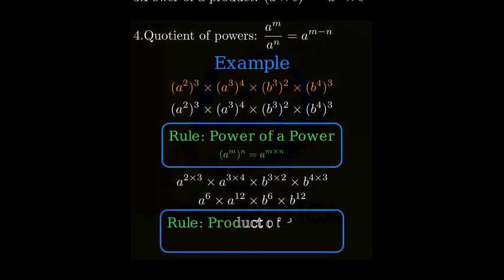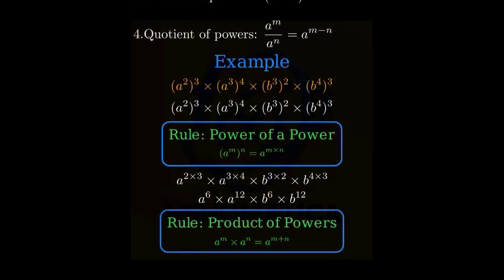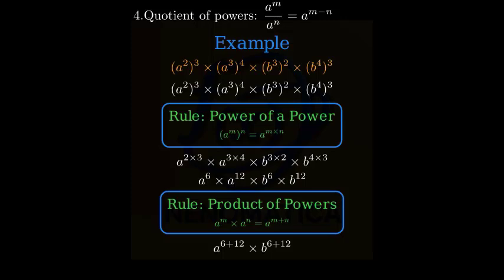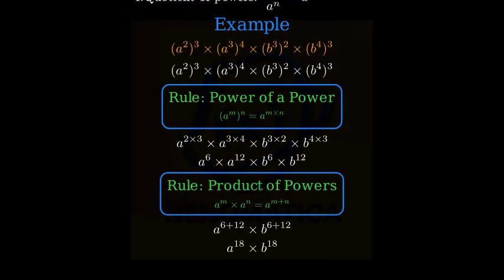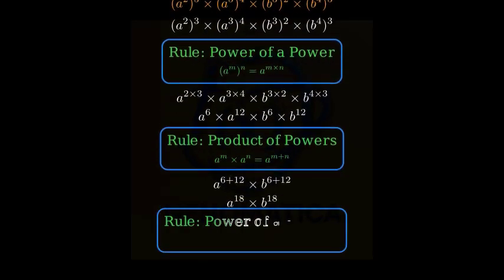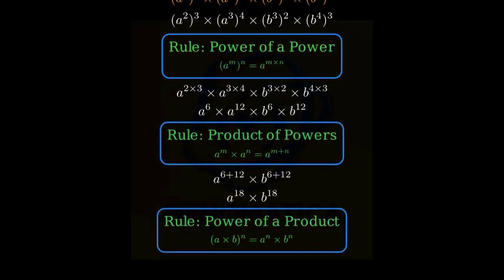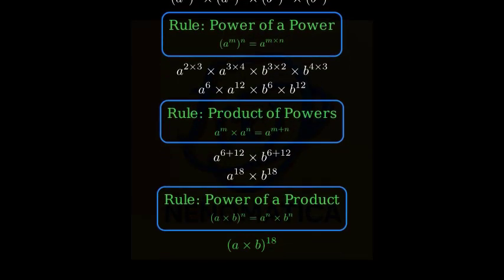Next, we'll use the product of powers property, which states that when we multiply powers with the same base, we add the exponents. Let's apply this to our expression. For the a terms, we add 6 and 12 to get a to the 18th. For the b terms, we add 6 and 12 to get b to the 18th. Now, we can use the power of a product property to rewrite this expression. We can rewrite our expression as (a times b) raised to the 18th power. So our final answer is (a times b) to the 18th power.